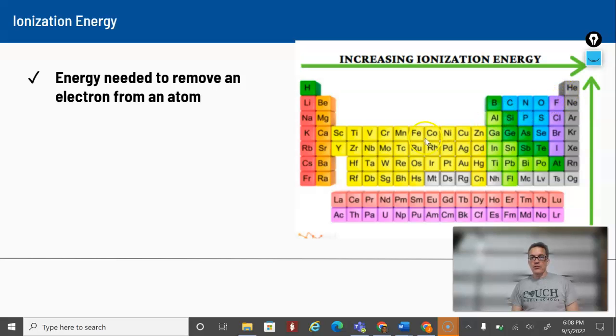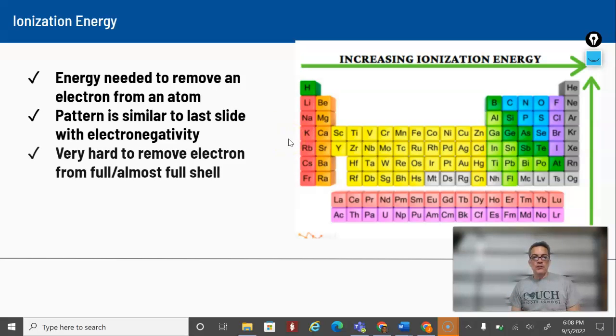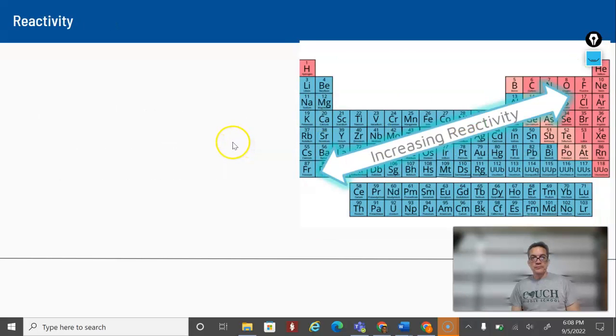They're attracting electrons. If we go back over here to the left-hand side, remember these group 1 elements, they've only got 1 electron in their valence shell, so they can get plucked off pretty easily. So the pattern is really similar to the last slide with the electronegativity. It's really hard to remove an electron from a full shell. It's really hard to remove an electron from an almost full shell. And we find those elements over here on the far right side. So again, our arrows point on this slide just like they did on the previous one.